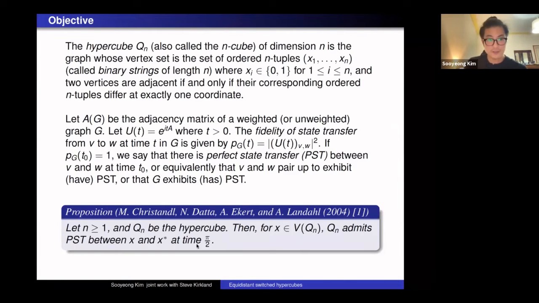The following proposition is a well-known fact. Given a hypercube, when we pick any vertex, the hypercube exhibits PST between two vertices, X and X star, at time pi over 2. Here, X star is the antipodal vertex of X, because in a hypercube each vertex has a unique antipodal vertex. That's why I'm going to use this notation X star for its antipodal vertex.